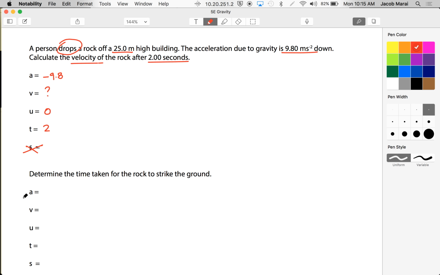And even though we're given the height of the building, we don't actually require it for this question. Okay? This is a very simple one, V equals U plus AT. And again, we don't leave it in math talk, we convert it back to physics talk.